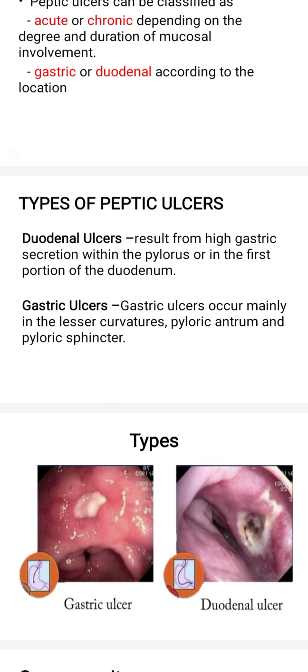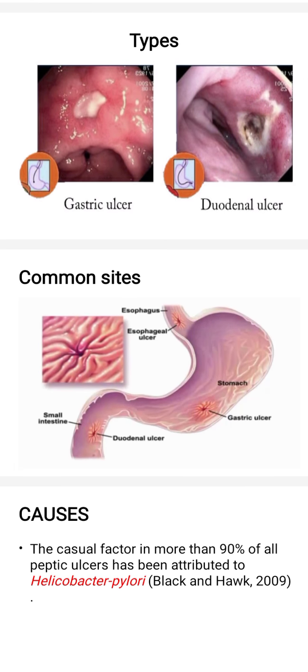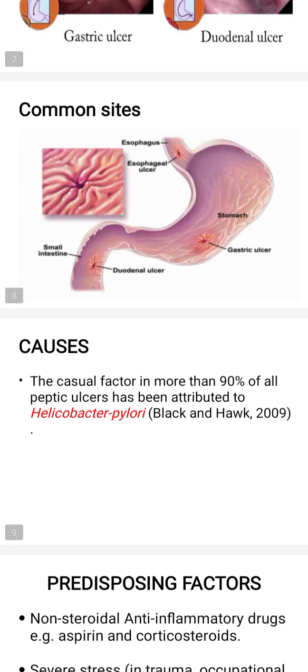I'm sure you and I looked at the anatomy of the GIT. You may understand more if you go back to your anatomy and review the anatomy of the GIT. This is what I was talking about, where you can find the common sites for these ulcers. I'm sure I've talked about this.